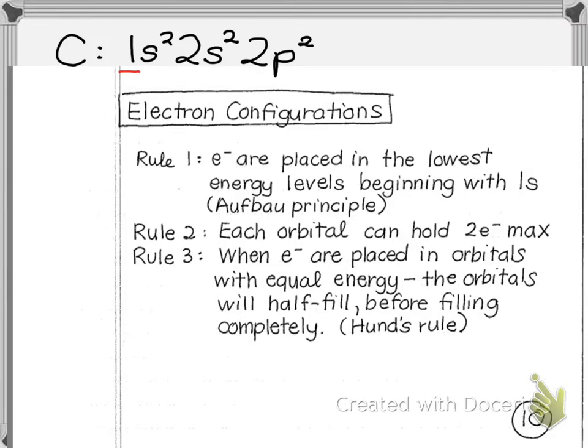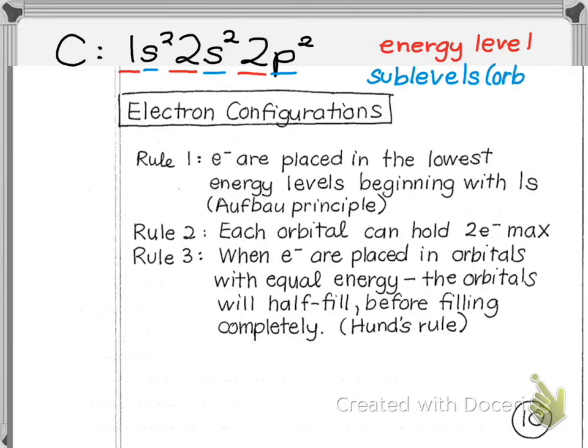The numbers that I'm underlining in red right there, those tell us the energy level, or the principal energy level. Then the letters here, s, s, and p, tell us the sublevels. And remember, inside the sublevels, there are orbitals that have the same letters. So that tells us the sublevels, which contain the orbitals. The orbitals aren't separated out in an electron configuration.